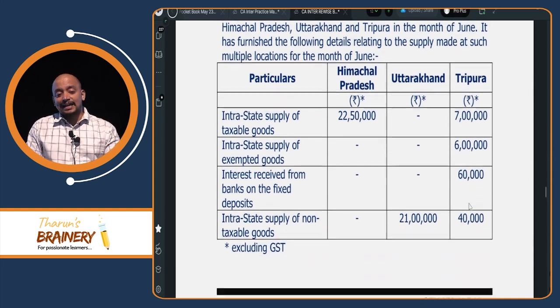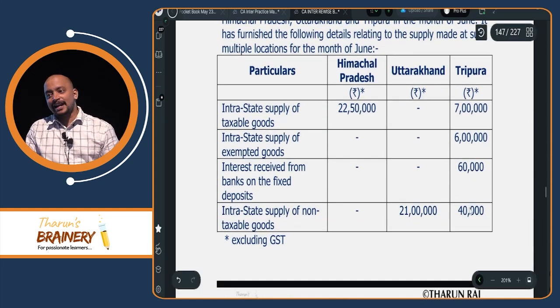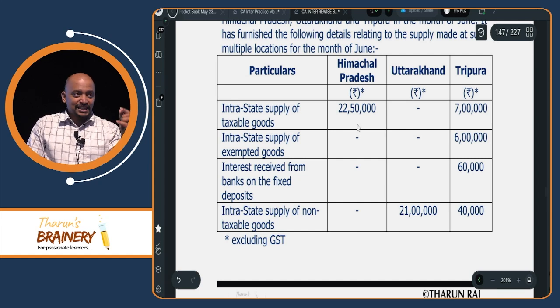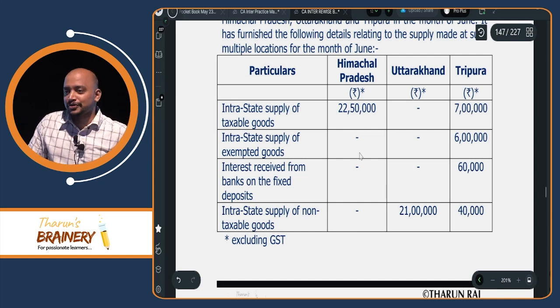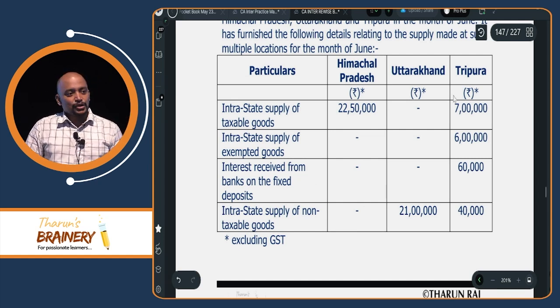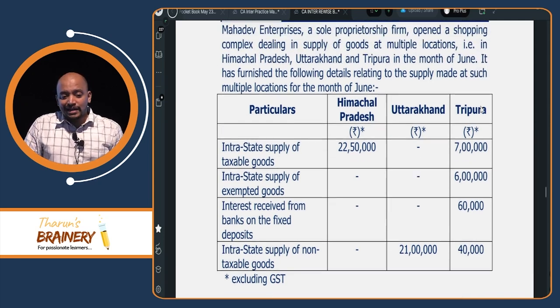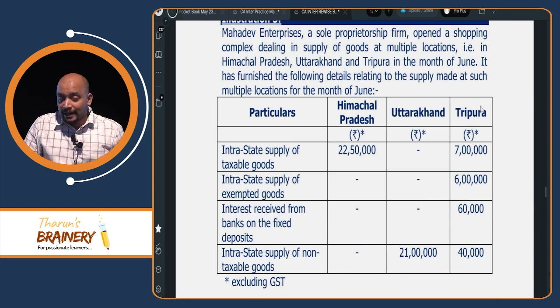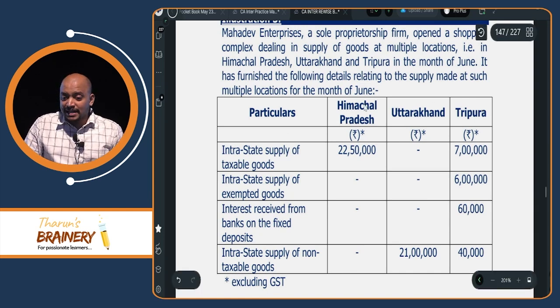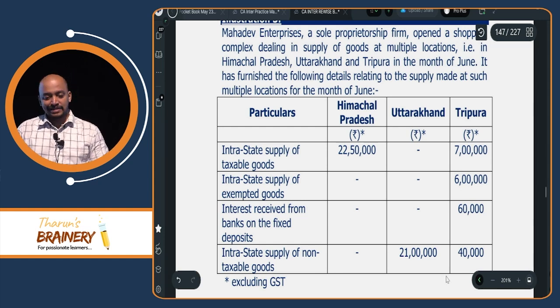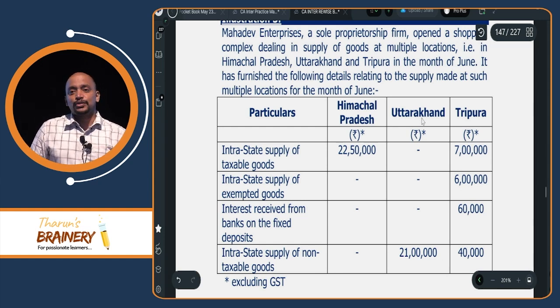And what is their aggregate turnover? Whether it crossed 10 lakhs? Yes, because in Himachal Pradesh itself it is 22 lakh 50,000. So therefore, their aggregate turnover exceeds 10 lakhs. Are they required to get registered? Yes. But where? In Himachal Pradesh and Tripura, but not in Uttarakhand. Why not in Uttarakhand? Because they are making non-taxable supplies. So they are not required to get registered in Uttarakhand.